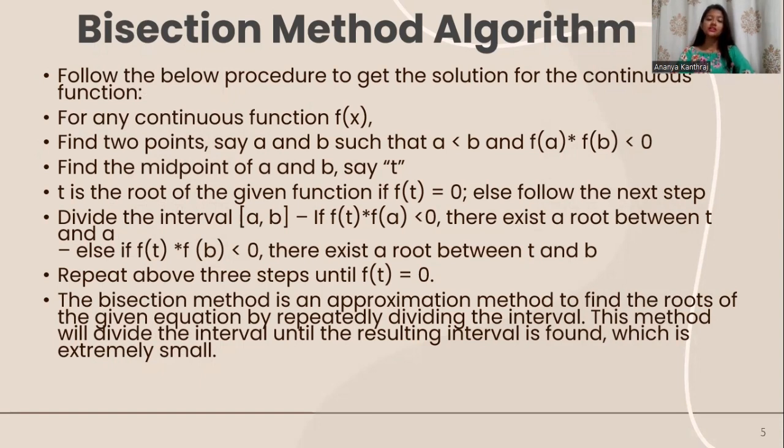Fifth, divide the interval [a, b], which is the closed interval. If f(t) times f(a) is less than 0, there exists a root between t and a. Else, if f(t) times f(b) is less than 0, there exists a root between t and b. Repeat these steps until f(t) is equal to 0. Now, the bisection method is an approximation method to find the roots of the given equation by repeatedly dividing the interval. This method will divide the interval until the resulting interval is extremely small.